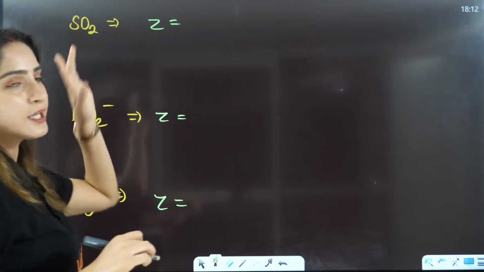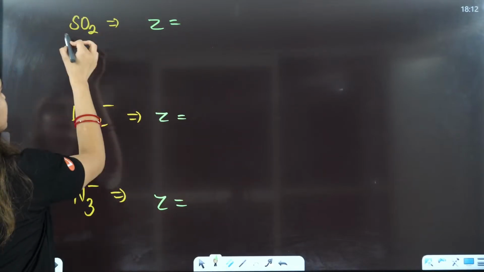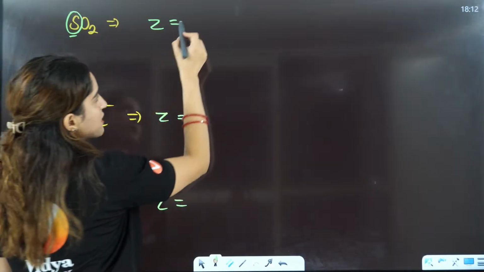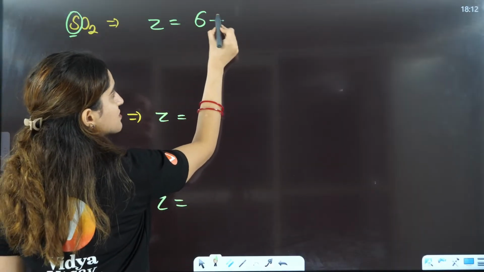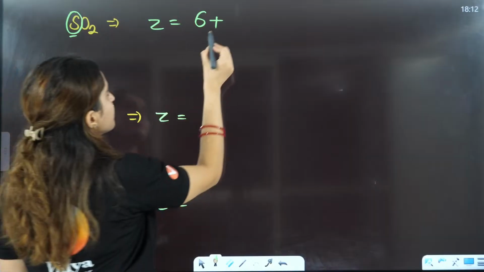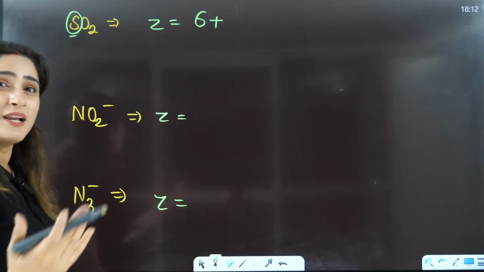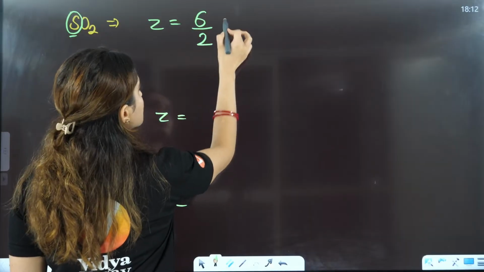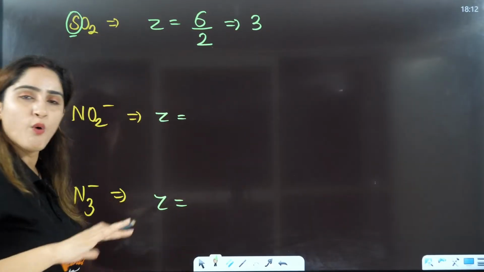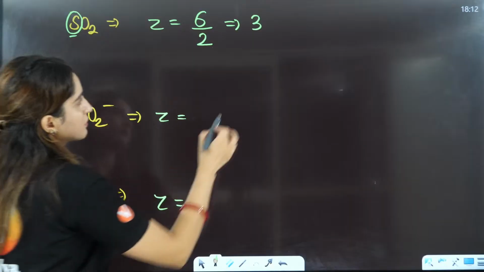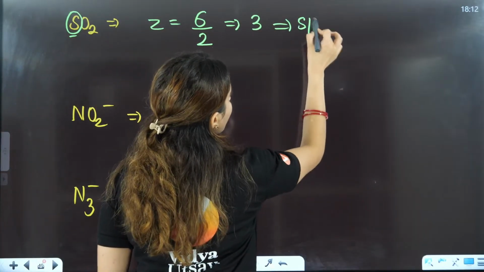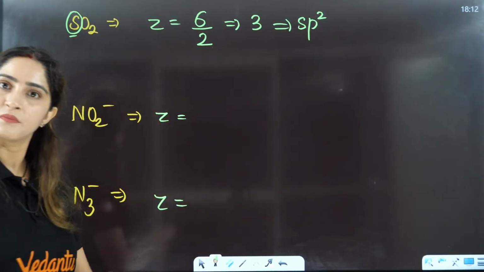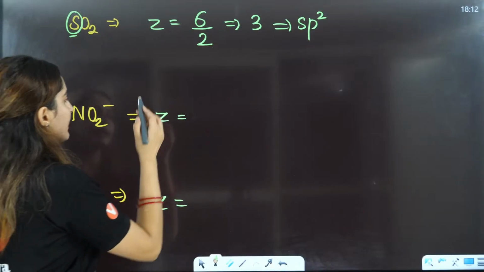Z is nothing but the center metal atom. Firstly, identify that the center atom is sulfur. It belongs to group 16, so 6 is the valence electron. Is there any monovalent atom? No. So it will be 6 by 2, that is 3. There is no positive or negative charge, so it is going to be 3. That means it is going to be sp2 hybridized. Simple.